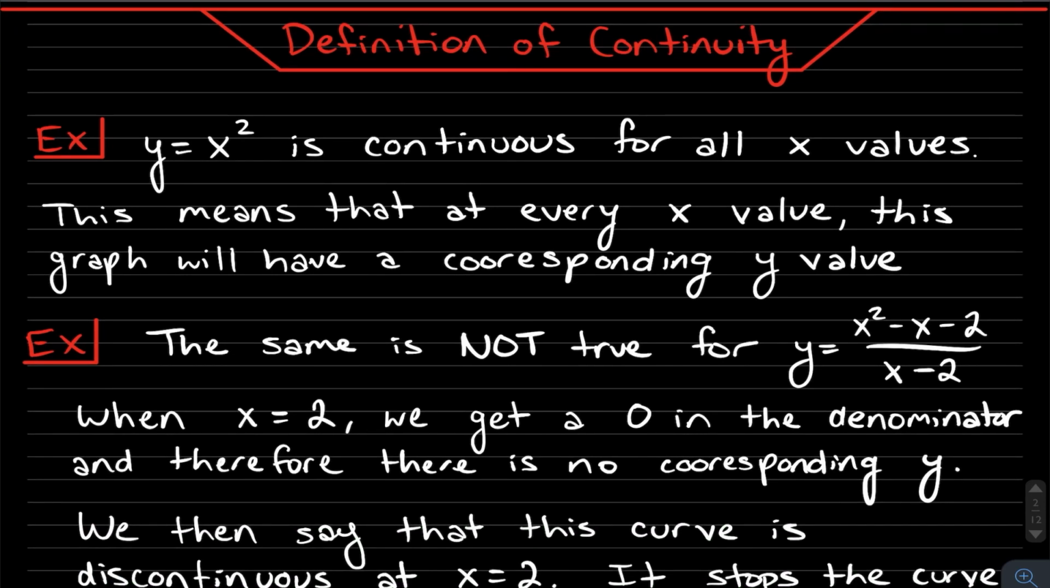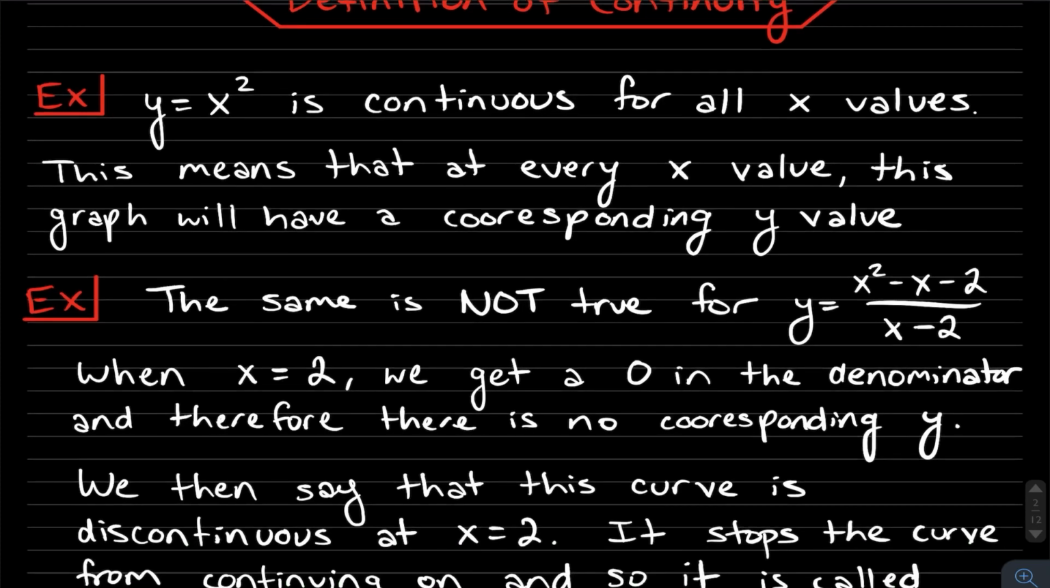So, starting off with the definition of continuity. As an example, what does continuous mean? Well, y equals x squared is going to be continuous for all x values. That means that at every x value, this graph is going to have a corresponding y value. So it's never going to stop, it just continues on. There are no holes, and it's not something like this, or anything like that. It continues on, there are no stops. And that's what continuous means.